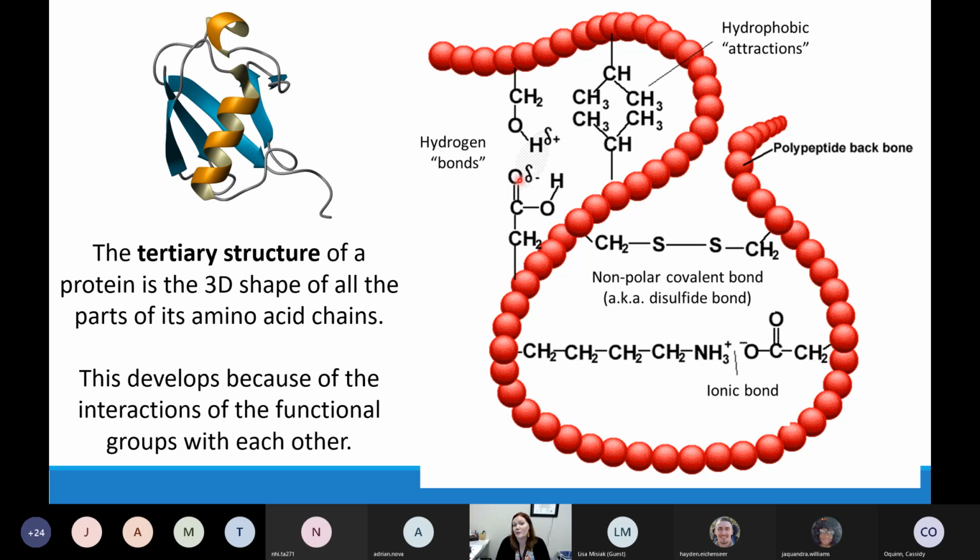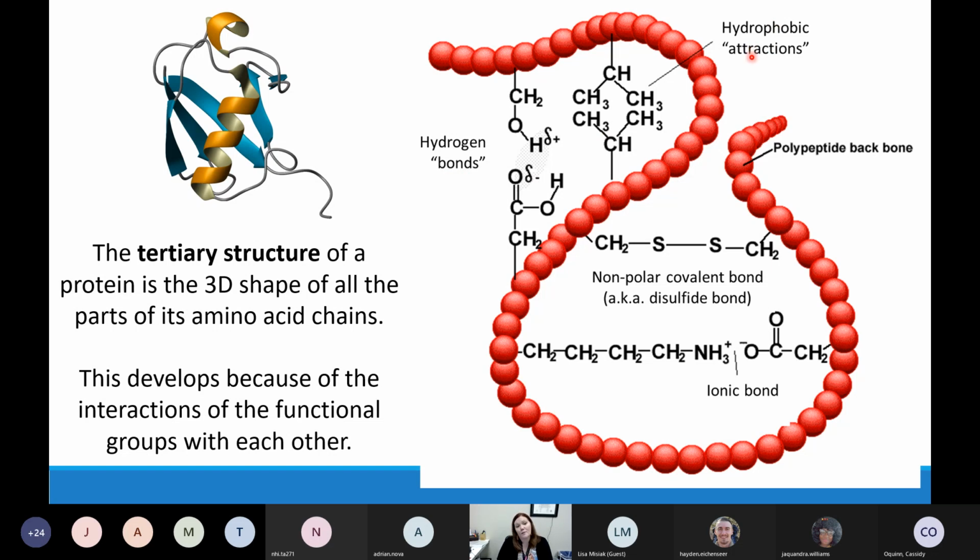I'll phrase the question another way. If I'm going to be able to build a hydrogen bond like this, I need to have a dipole. So which kind of amino acids have dipoles? Yeah, exactly. So polar amino acids, ones that have either a positive dipole or a negative dipole, are going to be the ones that can form hydrogen bonds. Ones that are nonpolar are going to be the ones that form these hydrophobic attractions.